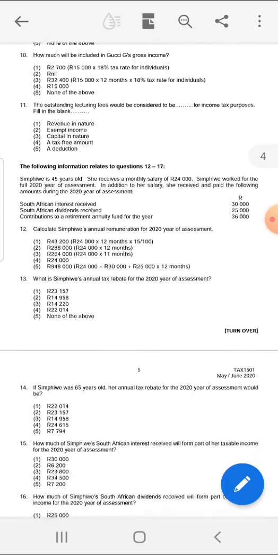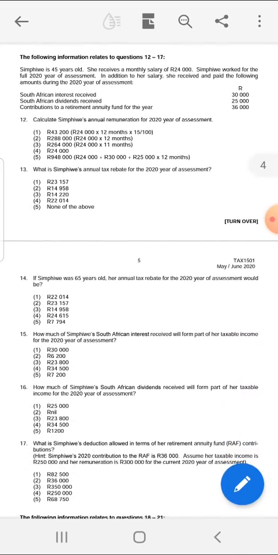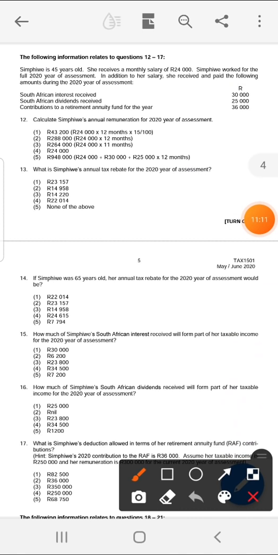Okay, we move on again to question 12 to 17. Simpiwe is 45 years old. She received a monthly salary of 24,000. You need to take into account the words that they're telling you.